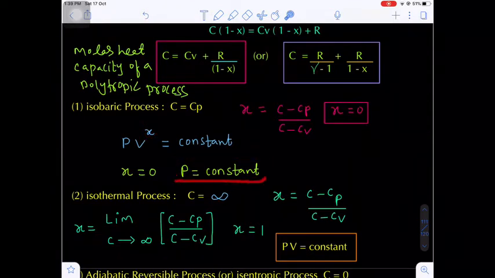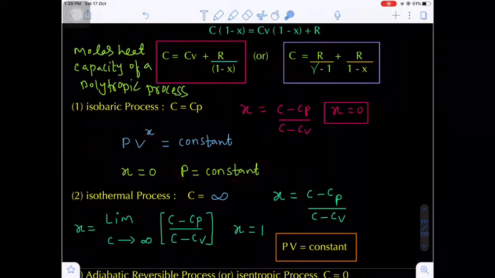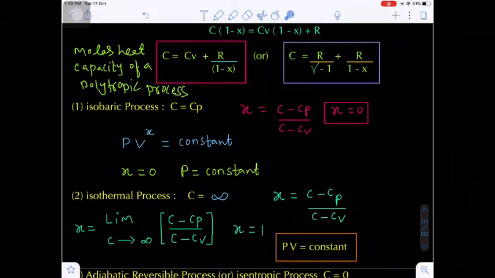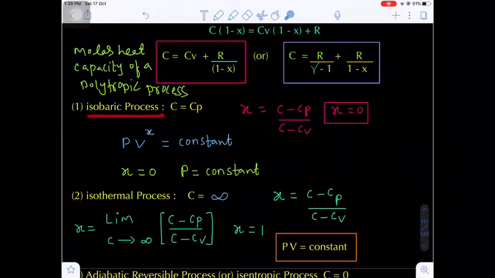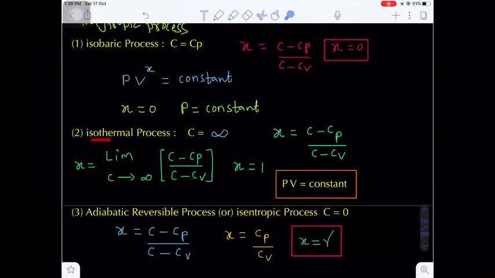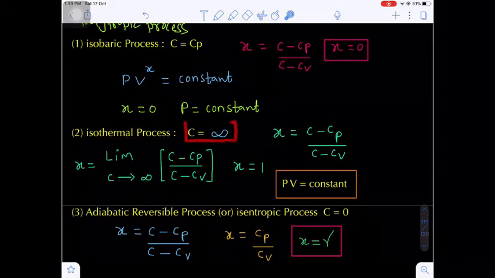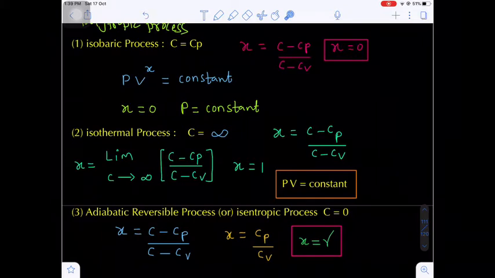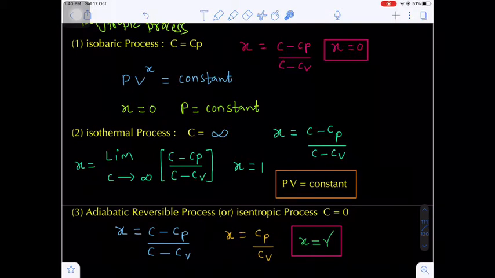Do you know pressure is a constant in which thermodynamic process? Throughout the process, the pressure will remain the same. That will be called the isobaric process. In an isobaric process, what will be the exponent value? That will be 0. Now the second process, I am taking the isothermal process. Do you know in an isothermal process the molar heat capacity will be equal to infinity, because in an isothermal process there will be no temperature change.